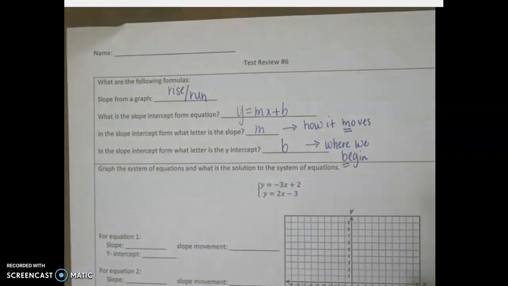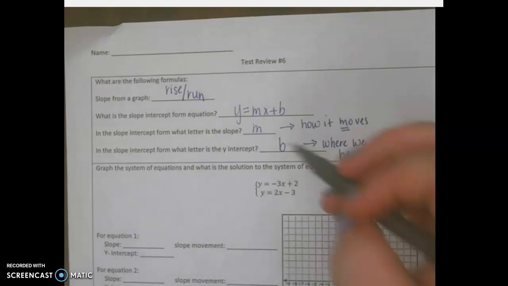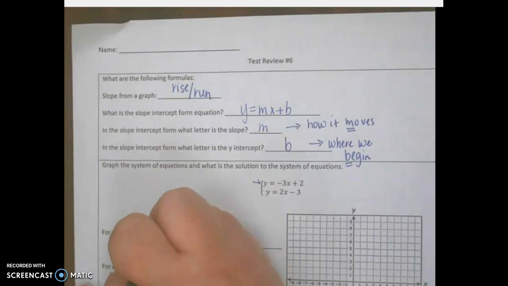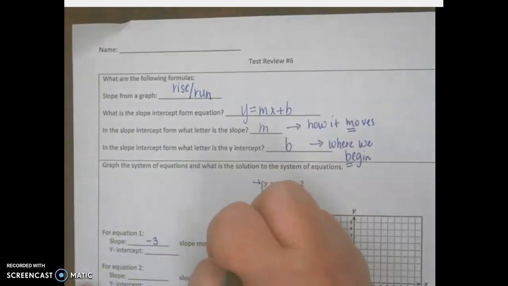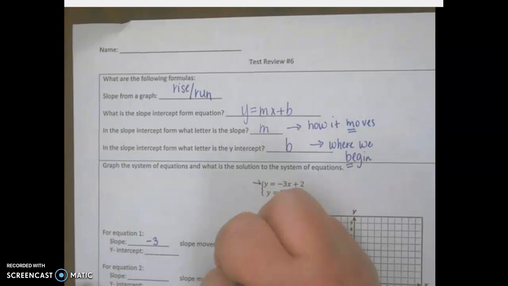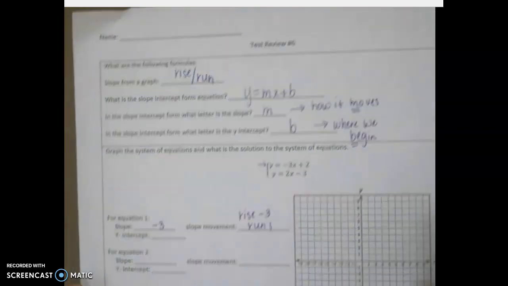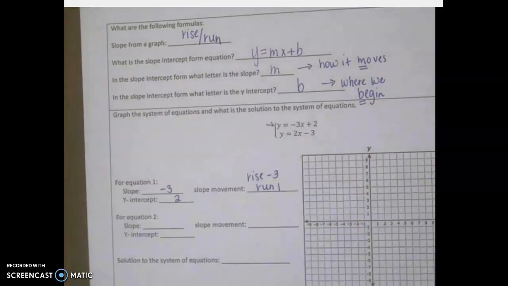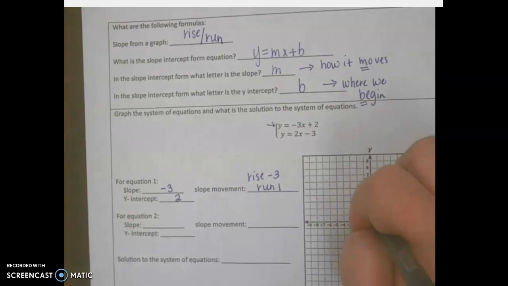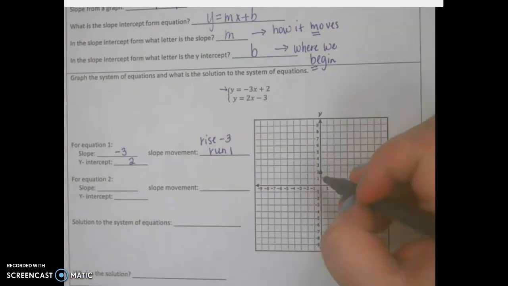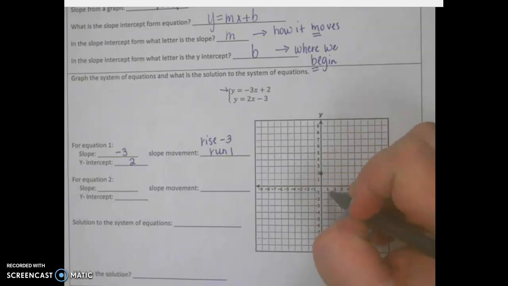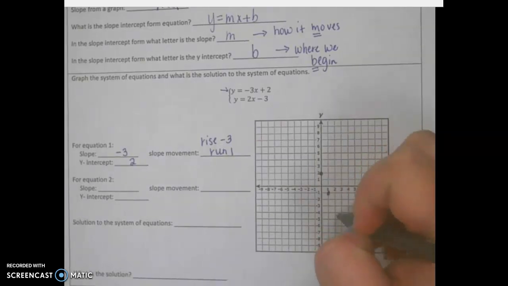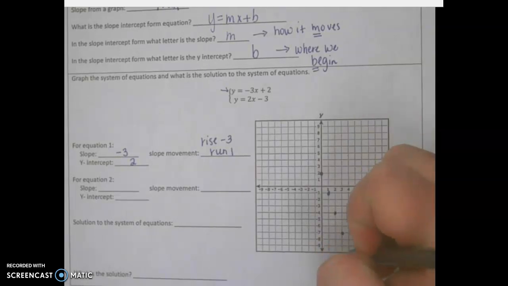All right, graph the system of equations, and what is the solution? So let's look at number 1. We have a slope of -3, which means we're going to rise a -3, and we're going to run 1. Our y-intercept is 2. So I'm going to go ahead and graph that. So I'm going to start at my 2. And I'm going to go down 3. 1, 2, 3, over 1. 1, 2, 3. And I'm just going to keep that pattern till I run out of room.